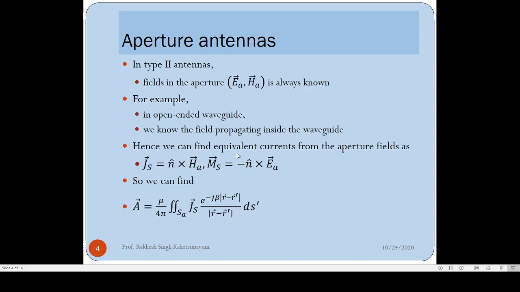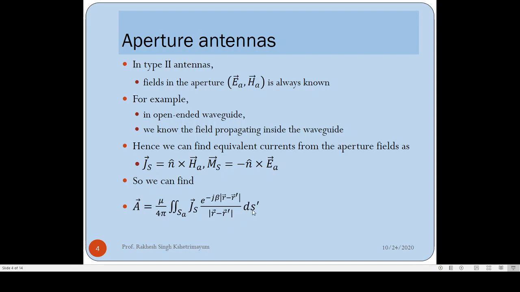The first thing is to find the equivalent currents from the aperture fields. The aperture electric field is EA and the magnetic field is HA. From there you can find the electric current density as n cross H, and the magnetic current density as minus n cross E. That is the equivalent source from the aperture fields. This HA and EA are the aperture fields, and these are the equivalent electric and magnetic current densities. Now once I have the electric current density, I can find the magnetic vector potential from this standard relation. This integration is over the aperture SA.